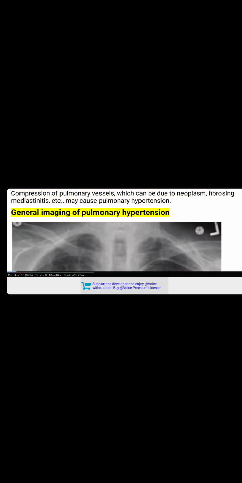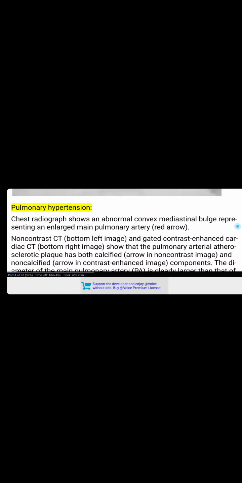General imaging of pulmonary hypertension. Chest radiograph shows an abnormal convex mediastinal bulge representing an enlarged main pulmonary artery, red arrow. Non-contrast CT, bottom left image, and gated contrast-enhanced cardiac CT, bottom right image, show that the pulmonary arterial atherosclerotic plaque has both calcified, arrow in non-contrast image, and non-calcified, arrow in contrast-enhanced image, components. The diameter of the main pulmonary artery, PA, is clearly larger than that of the aortic root.